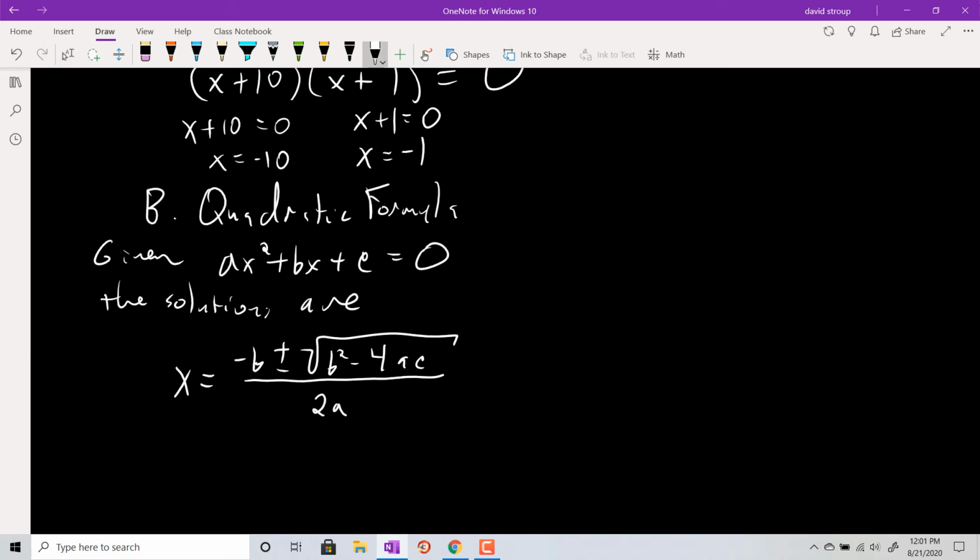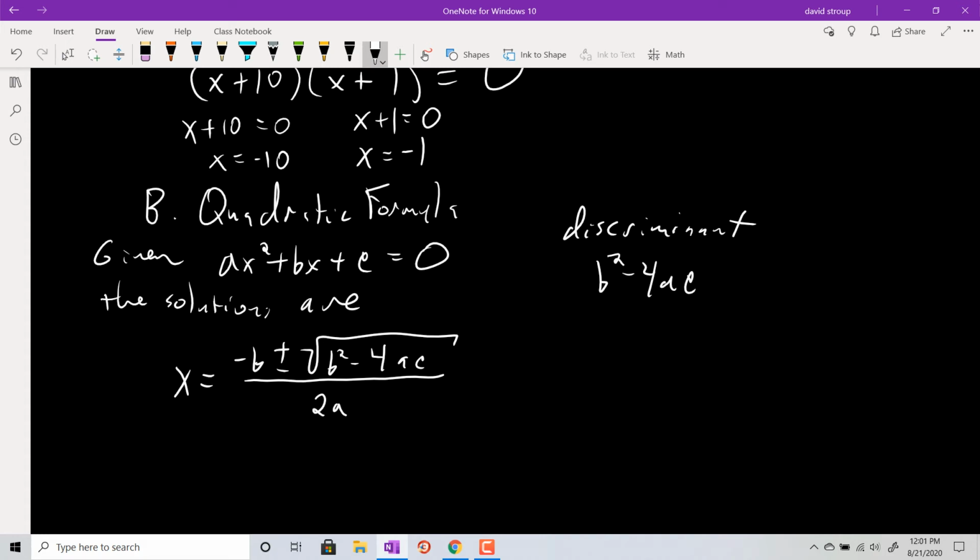Okay. And one thing to note is this discriminant. The discriminant is the thing inside of the square root. I need to erase that, sorry. The discriminant. I think that's how you spell it. It's this b squared minus 4ac thing.